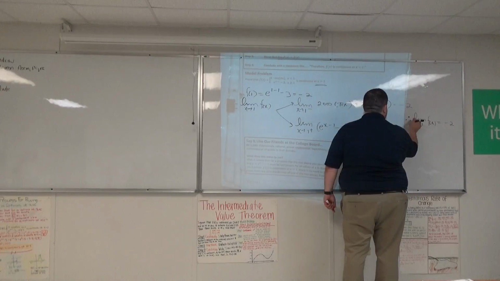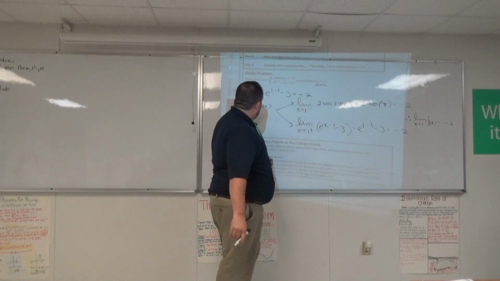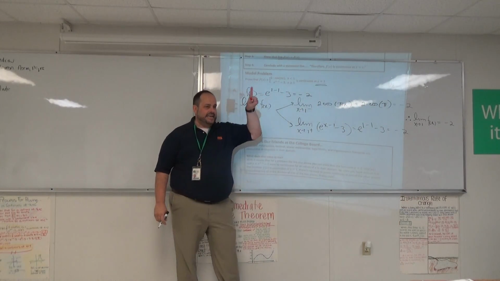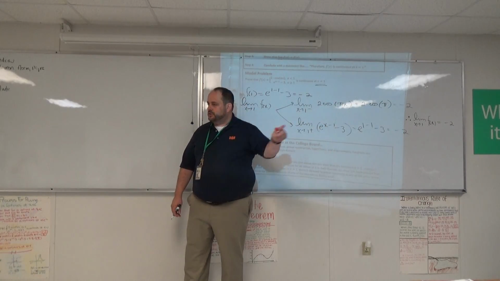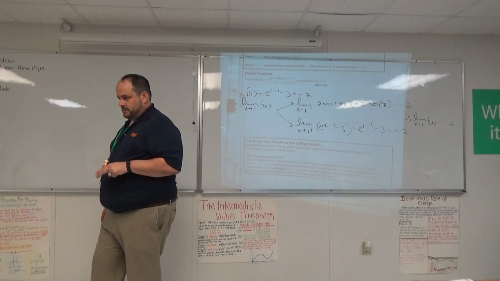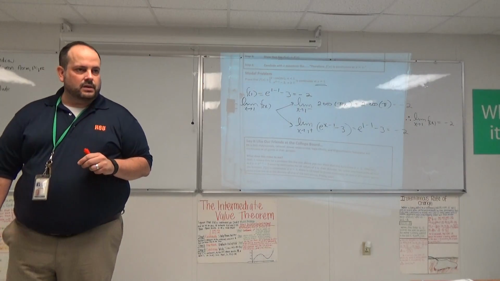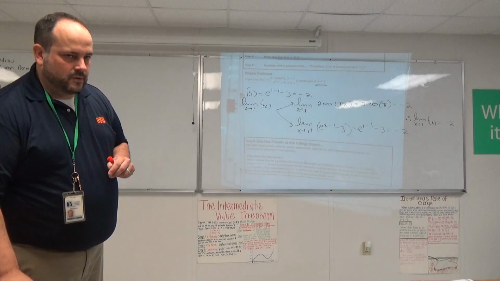I want to keep pushing the conclusion though. F of 1 is equal to -2. The limit as x approaches 1 of f of x is -2. Have we proven continuity? No, last step. Why not?